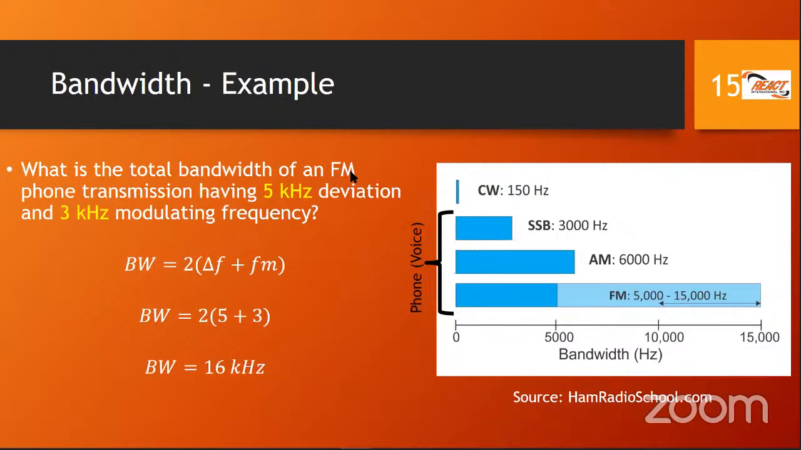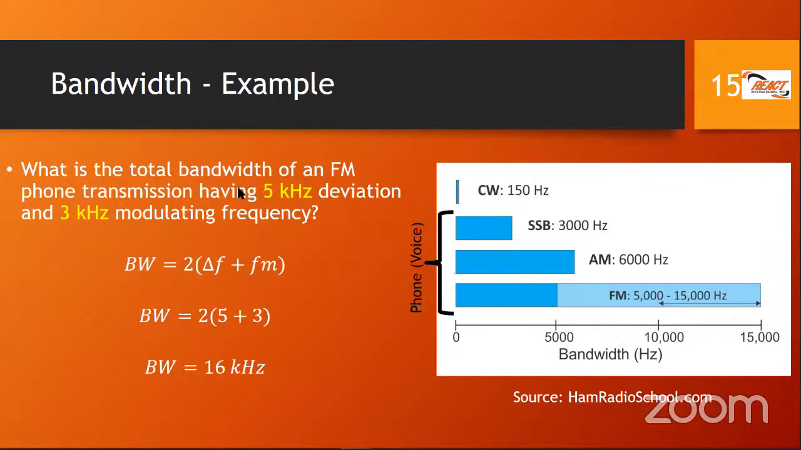Okay, so dissecting this question, FM phone transmission simply means a voice transmission. We are speaking, or speech. And they have given us the parameters. We're saying it's a 5 kilohertz deviation. So they're giving you what the deviation is. You don't have to guess it. And they're telling you that the modulating frequency is 3 kilohertz. So you're humming a 3 kilohertz tune, right?